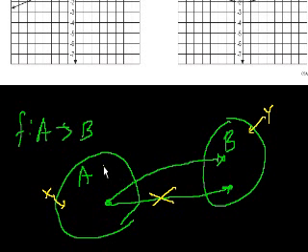You can have it the other way around. You can have two different values of x producing the same value of y. And we'll think about what that is. So let's see. That's completely valid.